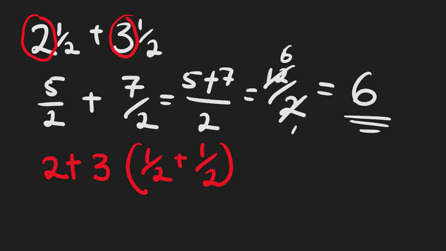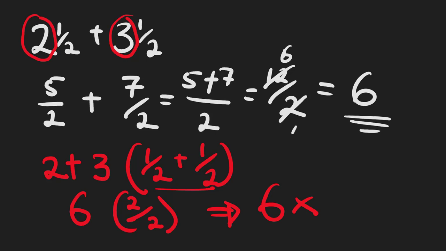So 2 plus 3 is 5, right? Then we have open bracket 1 plus 1. Since the denominators are the same, you add the numerators. We have 1 plus 1 is 2 over 2. So we have 2 divided by 2 is 1. So in this case, the answer is going to be 5 times this one is 1. 2 divided by 2 is 1, times 1, which is equal to 6. So there are two ways of solving it. Either add the whole numbers together, then multiply it by the fractions added together.